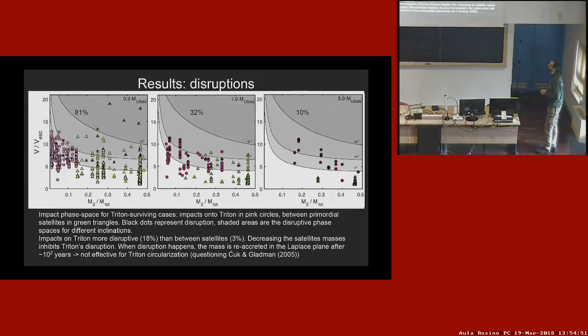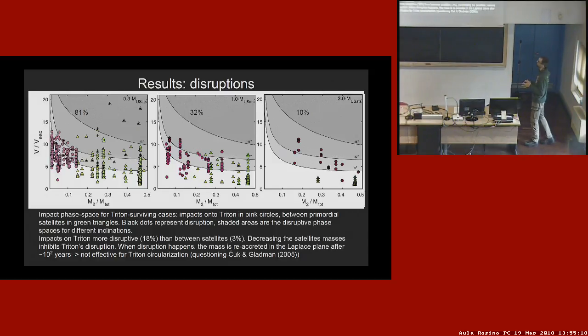In pink, you can see the impacts on Triton, and in green, the impacts between the primordial moons, while black dots represent disruption events. When a disruption event occurs, the material is distributed in an accretion disk, which is usually reaccreted in the Laplace plane of the planet after 10 to the 2 years.